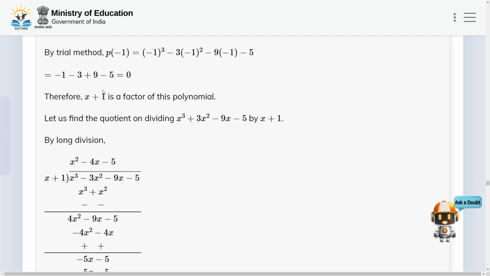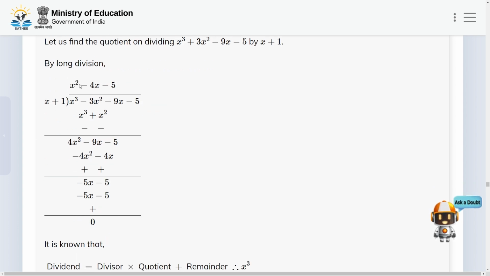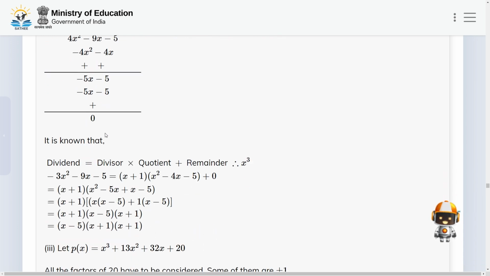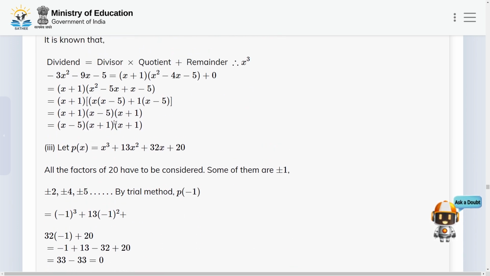And now let us find the quotient by dividing x cube minus 3x square minus 9x minus 5 by x plus 1. By long division, if we divide this cubic polynomial by x plus 1, we get the quotient x square minus 4x minus 5. You can do this long division, and it is known that dividend is equal to divisor into quotient plus remainder. So therefore you can write x cube minus 3x square minus 9x minus 5 as x plus 1 times x square minus 4x minus 5 plus 0.